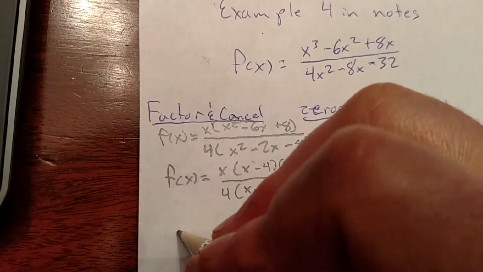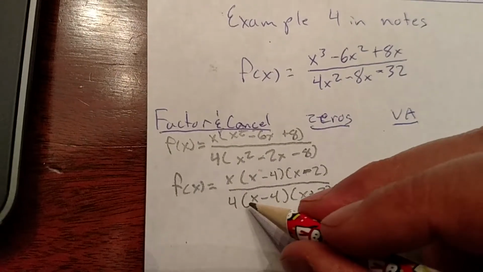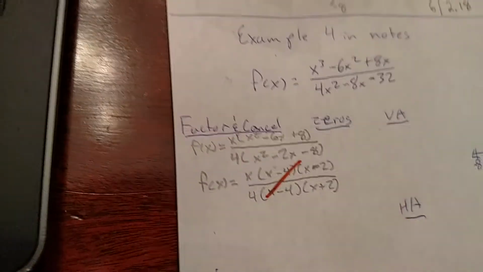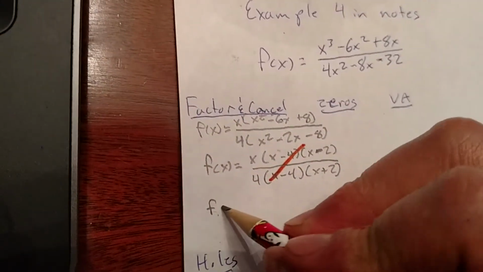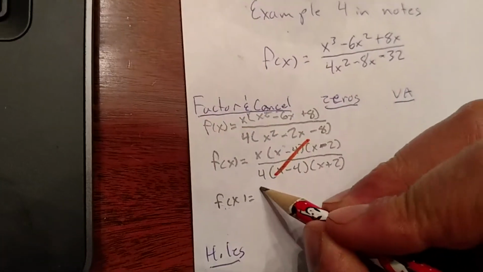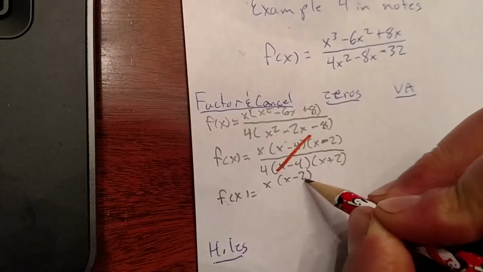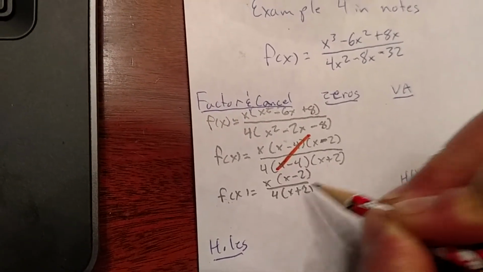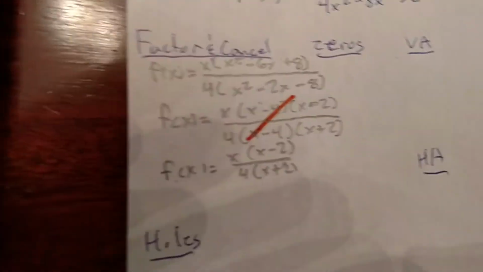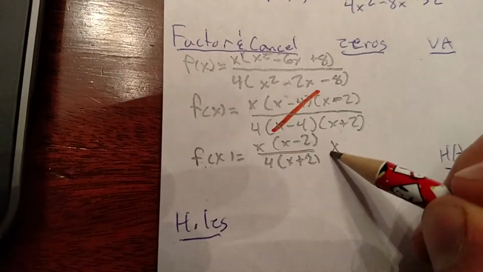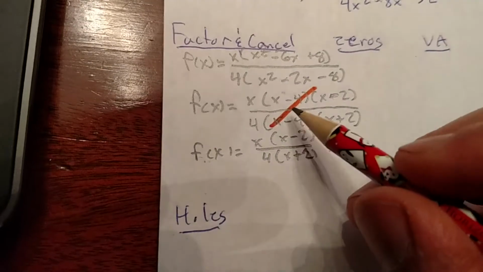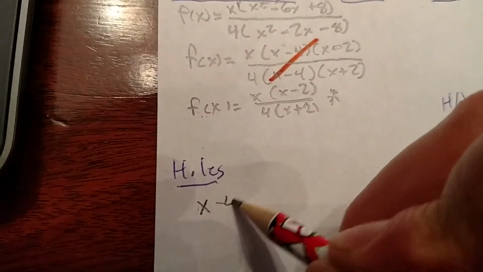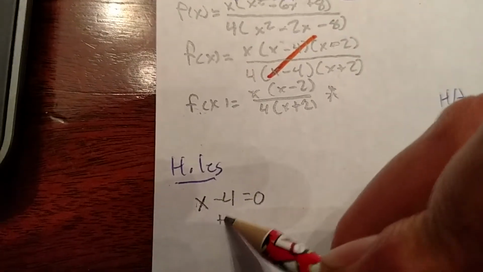Alright, so now we cancel what we can, and there, I've got a special canceling tool right there. And now we're left with this. Okay, I'm just going to leave it like that. That's what I have left over. Now for my hole, I go to this orange slash, and it's the x minus 4. So that's what cancels out.